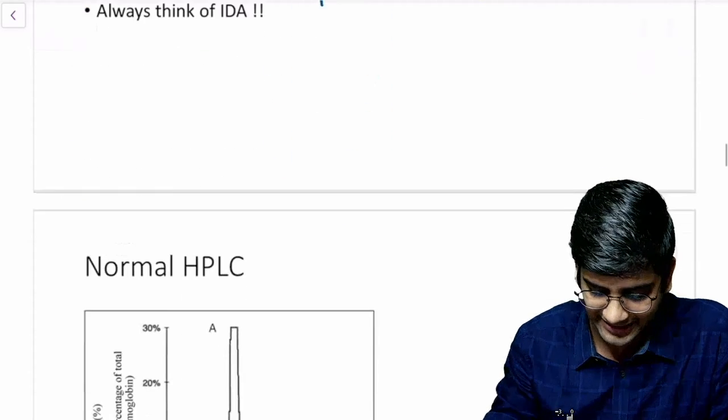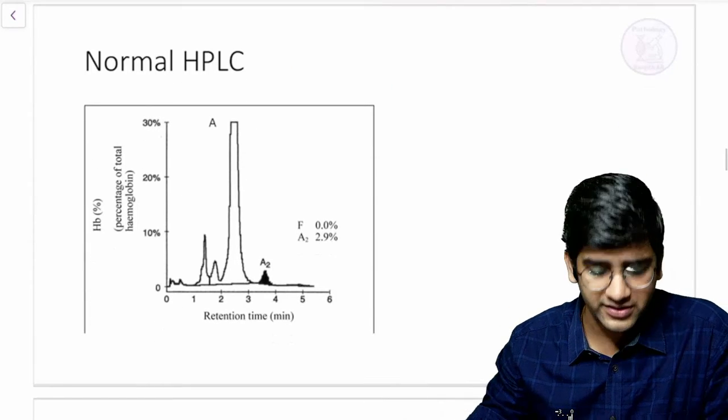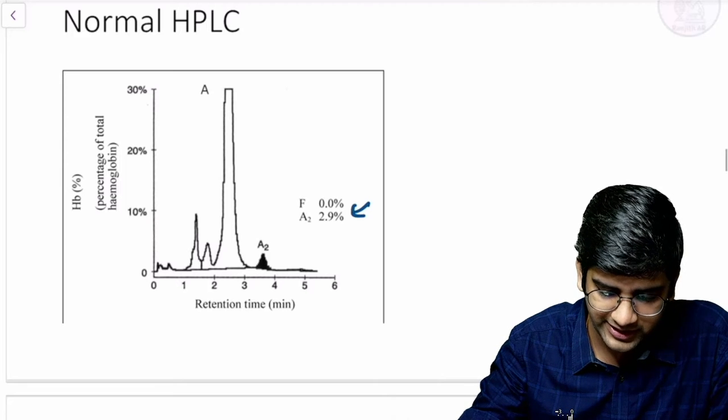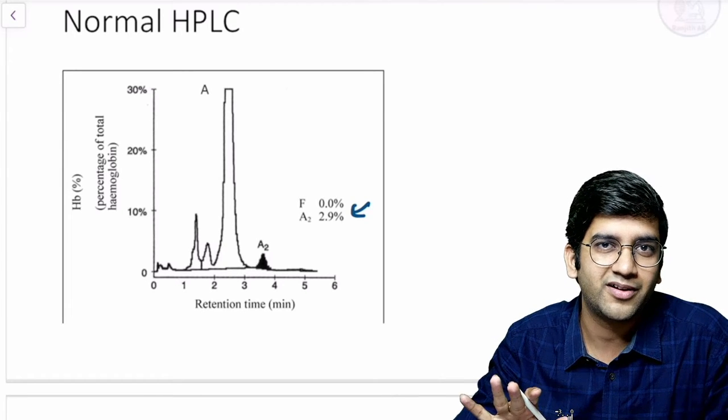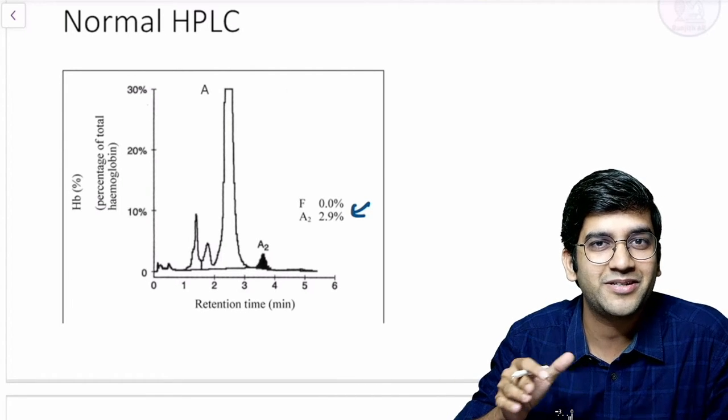Fine, great, next. That's a normal HPLC, perfectly normal HPLC. Look at the A2, less than 3.5, normal. I'm not going to think of the alpha thalassemia here.